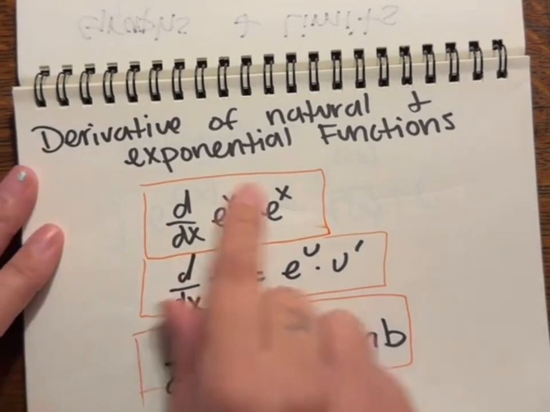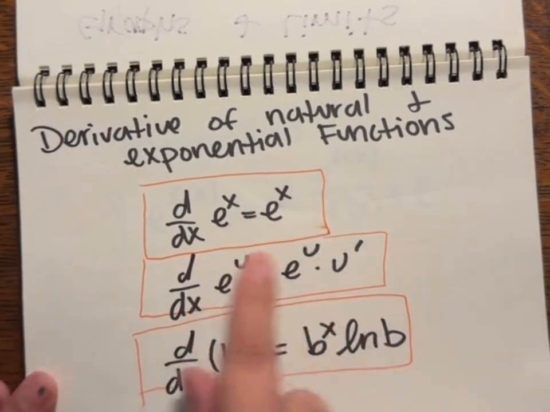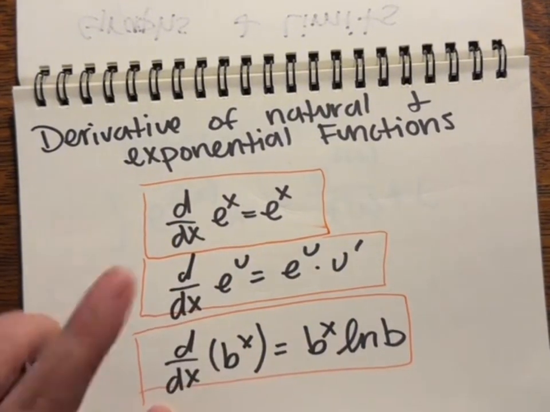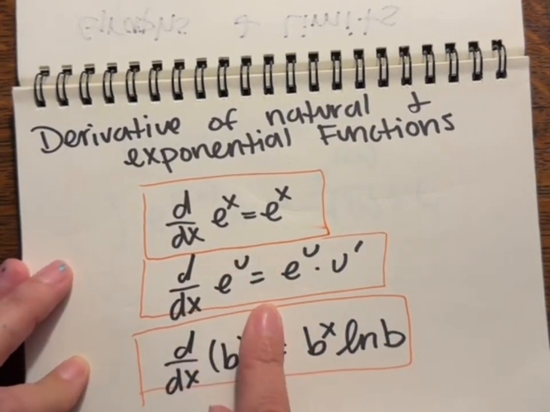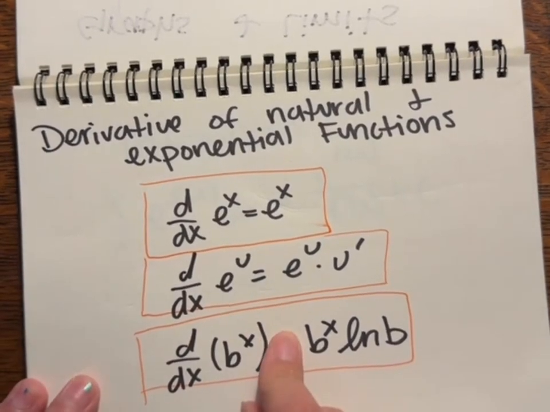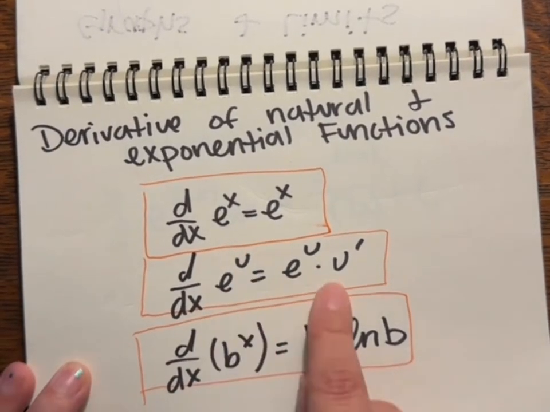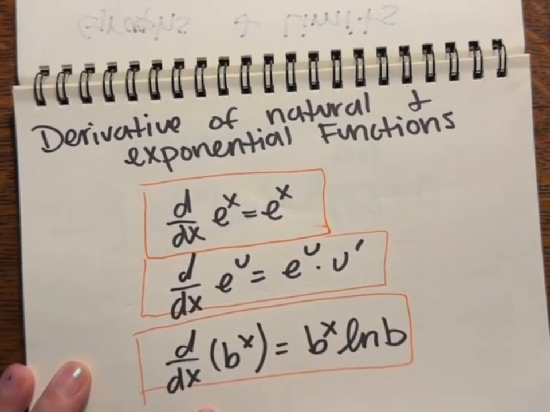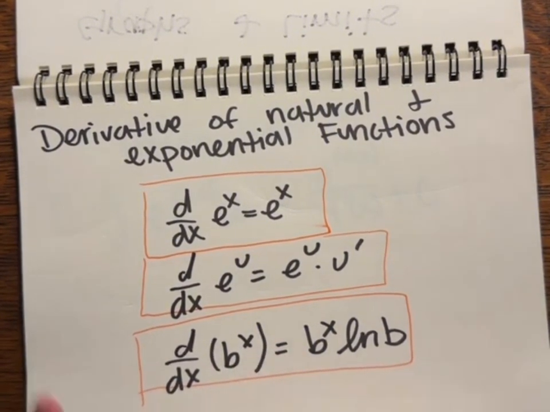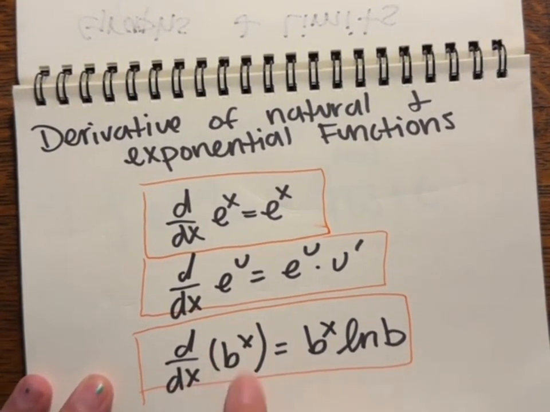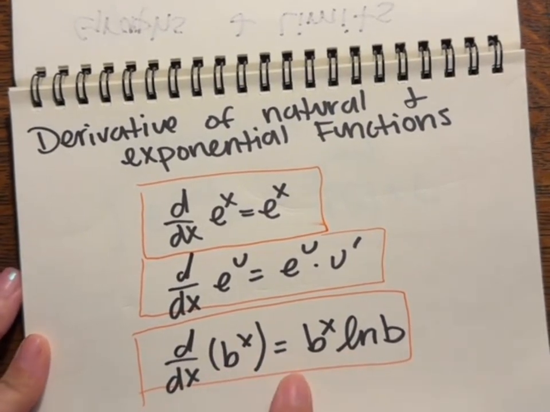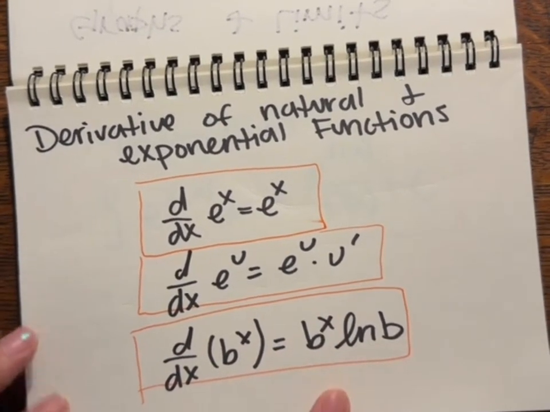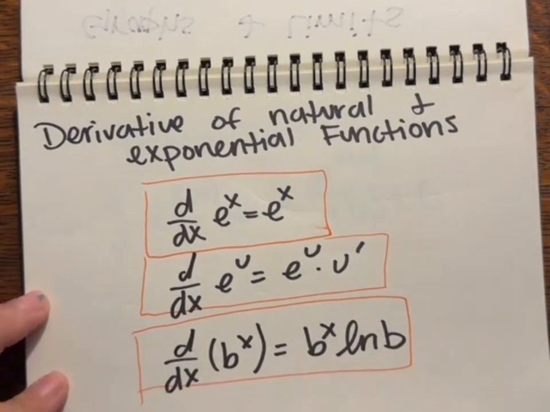See, these are the formulas, rules for derivatives of natural and exponential functions. So the cool thing about the derivative of e to the x is it's always itself. The derivative of e to the power of u, which is some function of x, is itself times the derivative of this function here. And then the derivative of an exponential of base b, which is not e, which is any other positive number, raised to the power of x, is going to be itself times ln b.